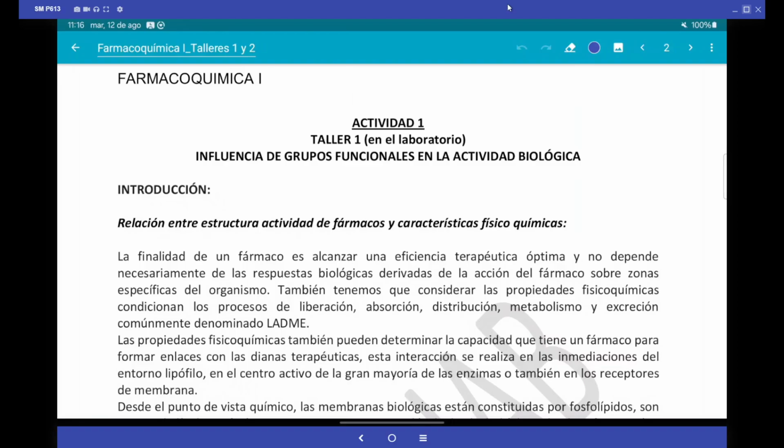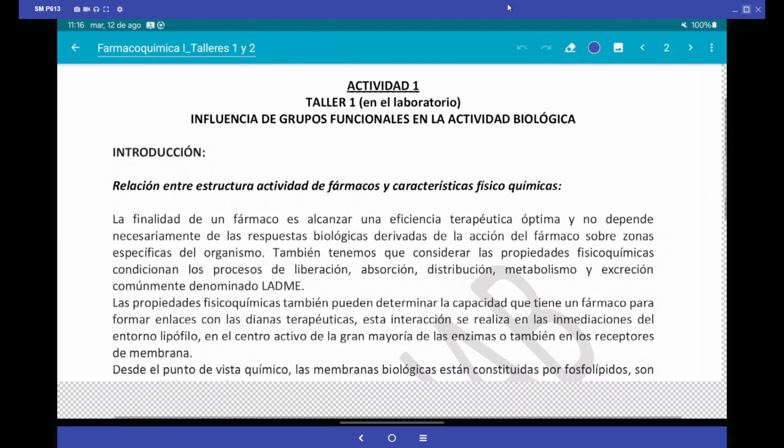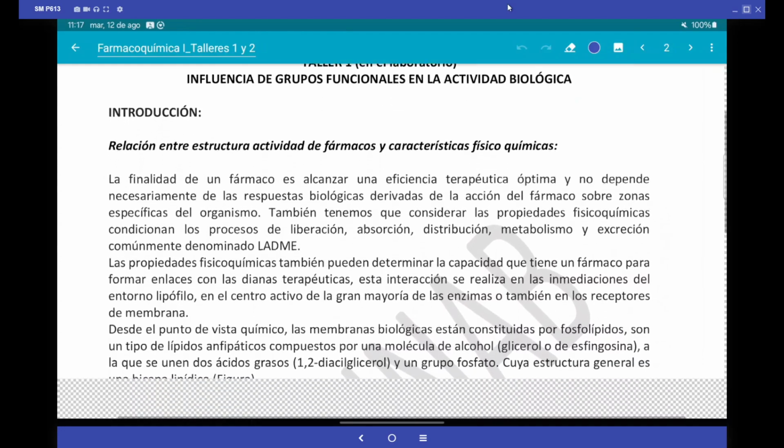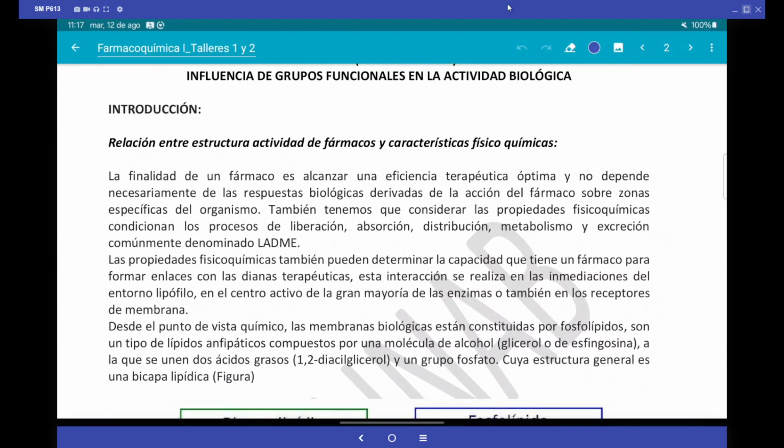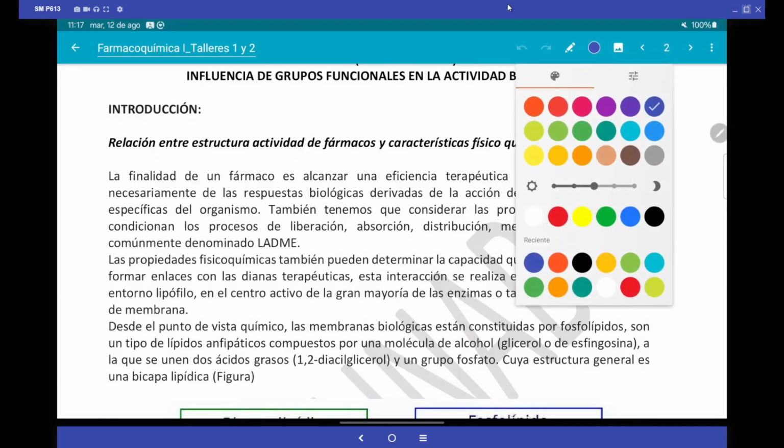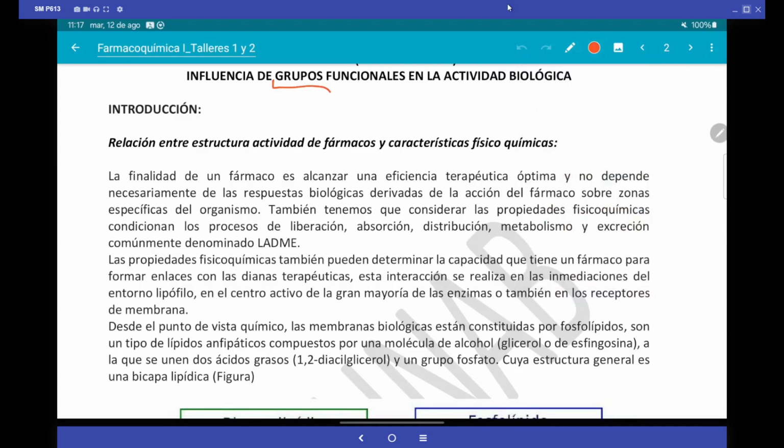Influence of functional groups in biological activity. We are going to talk about the different biological activities. Influence of functional groups. Well, when we talk about functional groups, first of all, we have to remember some very basic things.